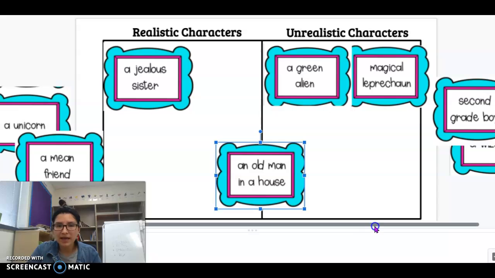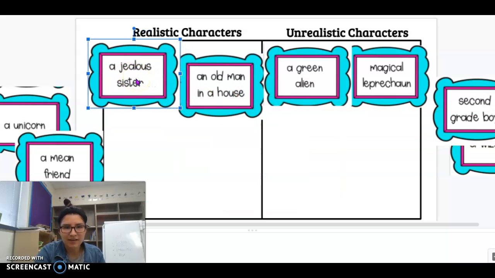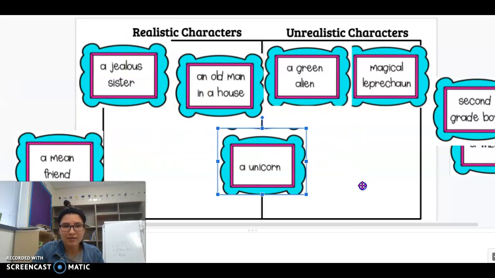An old man in a house. An old man in a house. Does that seem to be a realistic character or an unrealistic character? Good, that is an example of a realistic character. Let's put that right here. I'm running out of little room. Okay, a unicorn. Is that a realistic character or an unrealistic character? Okay, good job. That's an unrealistic character.